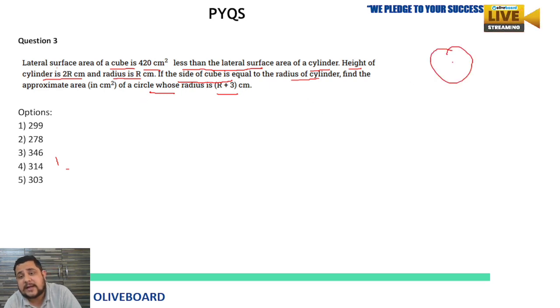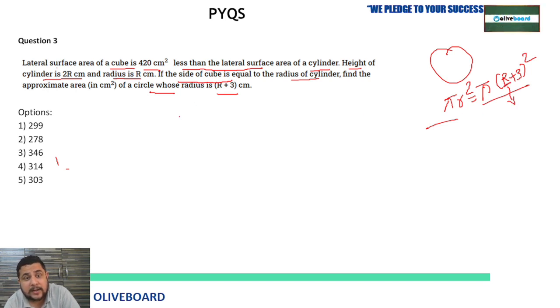So the circle's area is what? Pi r square, that you know. Now the radius is capital R plus 3, so pi times (capital R plus 3) whole square. This you need to find out. But do you have this value of capital R? No, that you need to determine. For that they have given us further details, so we have to use that data.